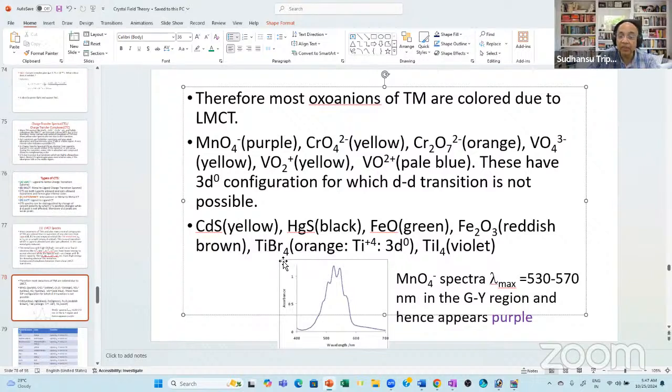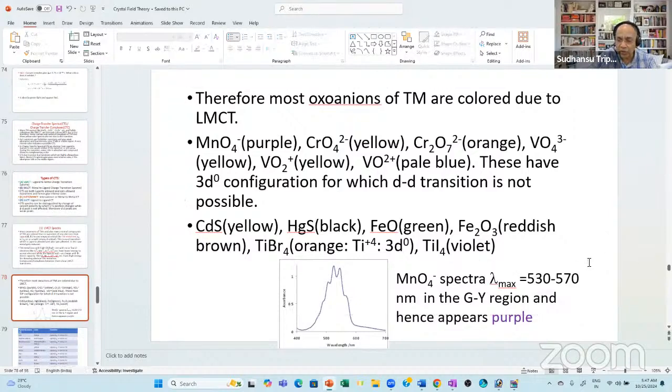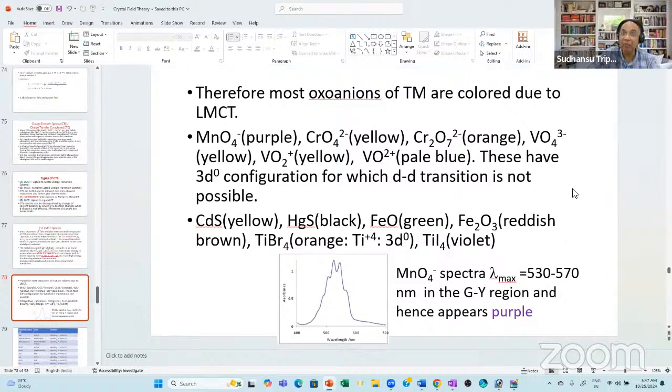Still, titanium tetrabromide is orange, titanium tetraiodide is violet. And I am showing you the absorption spectrum of permanganate ion, whose lambda max falls in the vicinity of 530 to 570, and therefore it absorbs in the green-yellow region and hence appears purple. Everything has a logic. So all this will be colored due to CTS. And what CTS? MLCT.